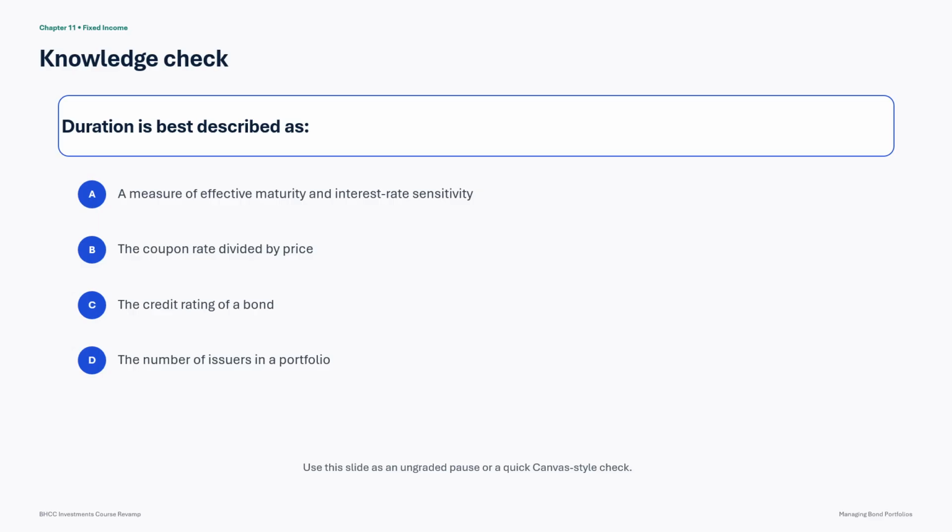Answer C is credit quality. Ratings can affect required yield and therefore price, but a rating is not duration. A high-quality bond can still have substantial duration risk. Answer D relates loosely to diversification. Owning more issuers may reduce firm-specific credit risk, but issuer count does not measure cash flow timing or rate sensitivity.